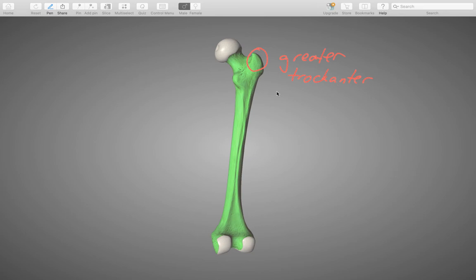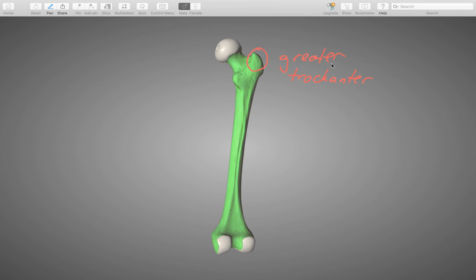Okay, and the greater trochanter is only going to be found on the femur. There are no other trochanters, right? You have other crests, you have other spines, you have other foramen, you have lots of different processes and fossae all over the place, but trochanters only occur on the femur. All right, so that's the greater trochanter.